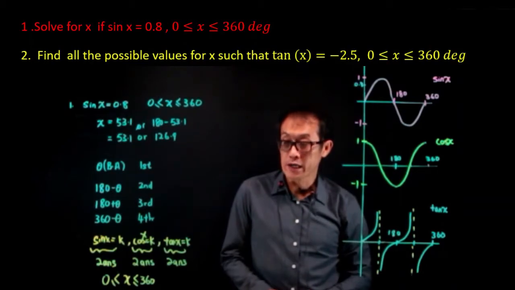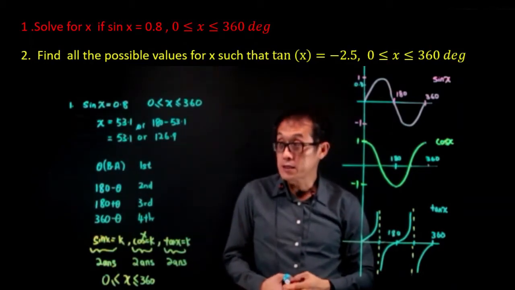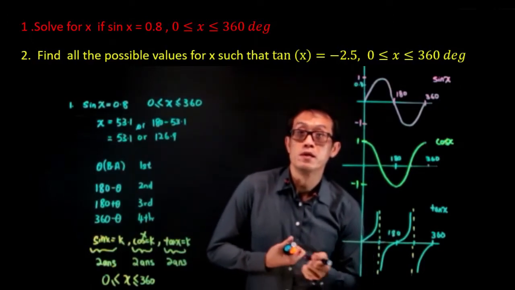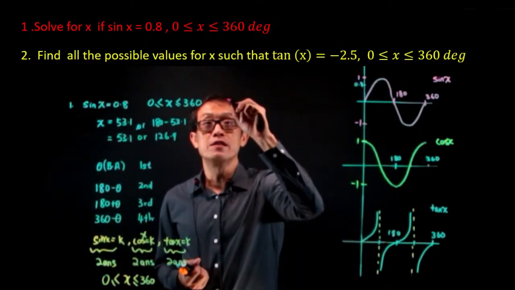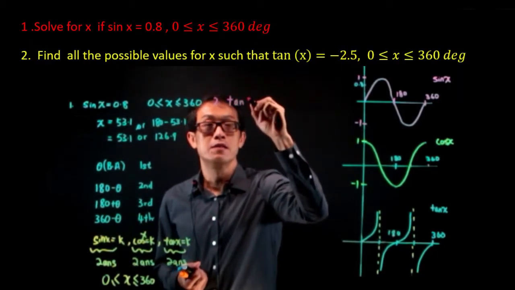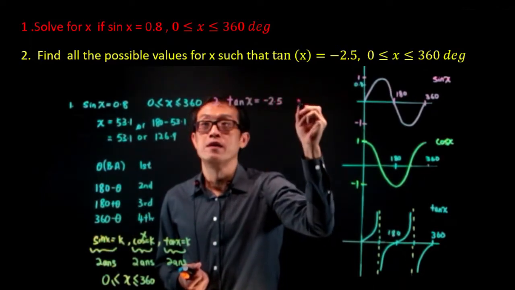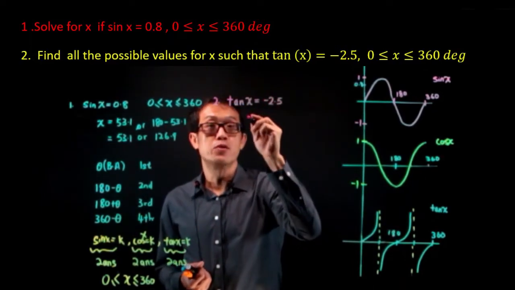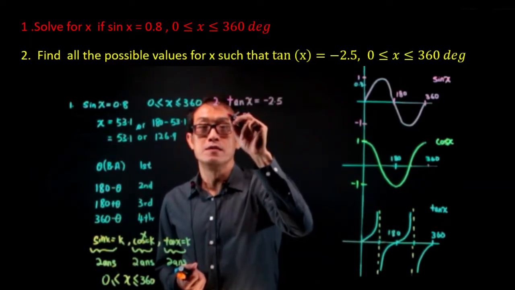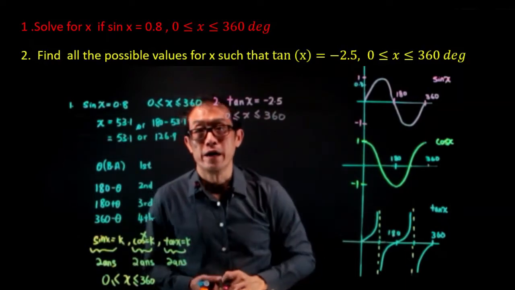Okay, let us do another example so that you will understand it better. Now let's do question 2. You are given tangent x equals minus 2.5 and x is between 0 and 360.